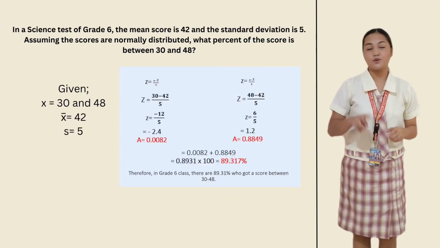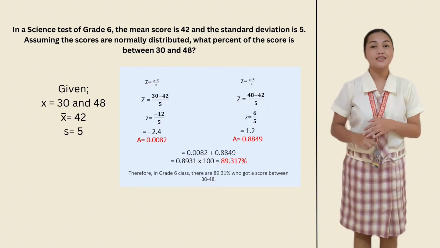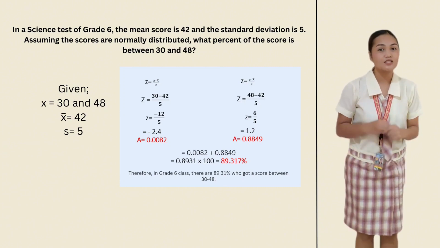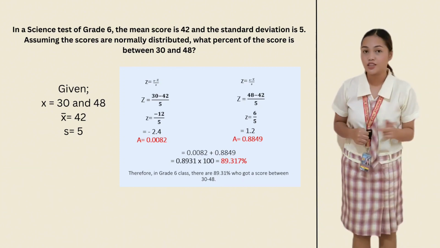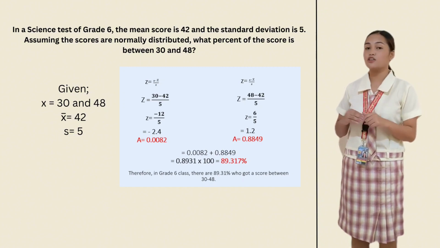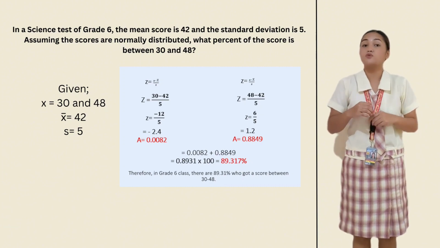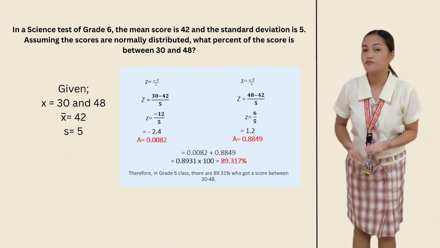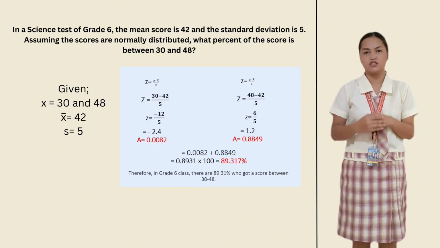For example number 2, in a science test of grade 6, the mean score is 42 and the standard deviation is 5. Assuming that the scores are normally distributed, what percent of scores is between 30 and 48? The given are x, the standardized random variable, 30 and 48, the mean is 42 and the standard deviation is 5. So again, we're going to use the formula and just substitute.